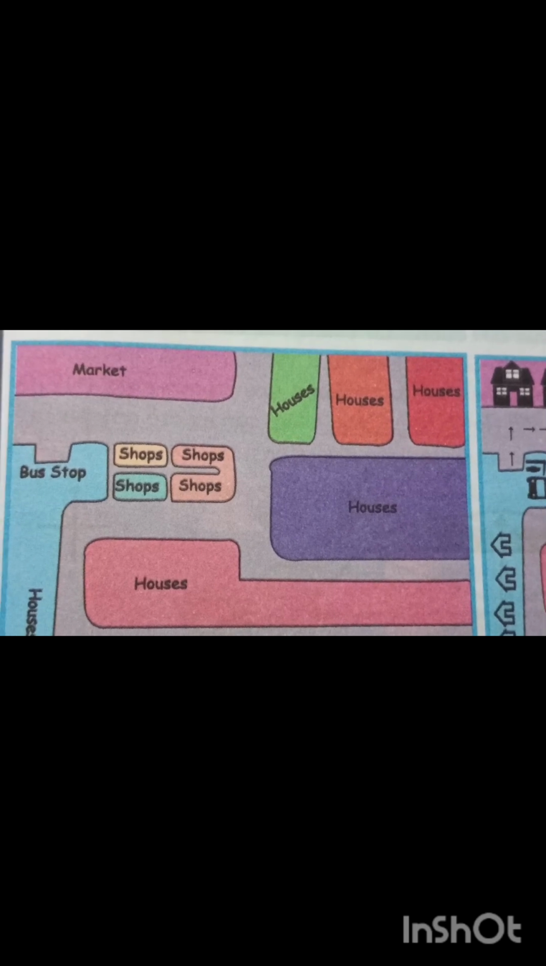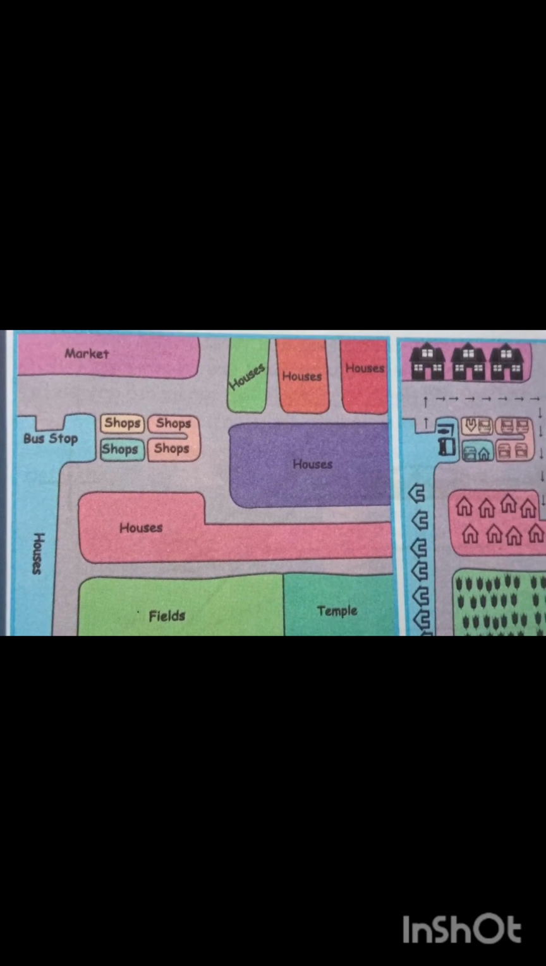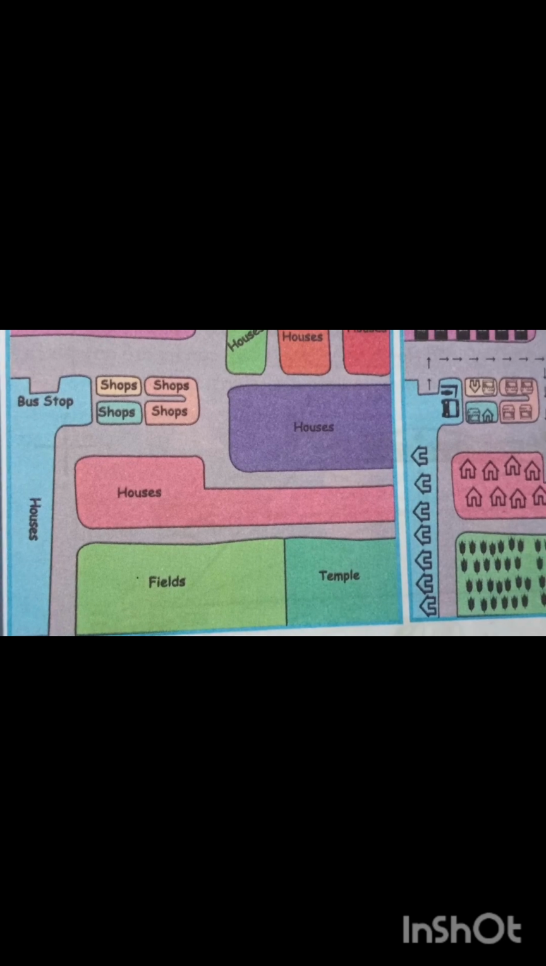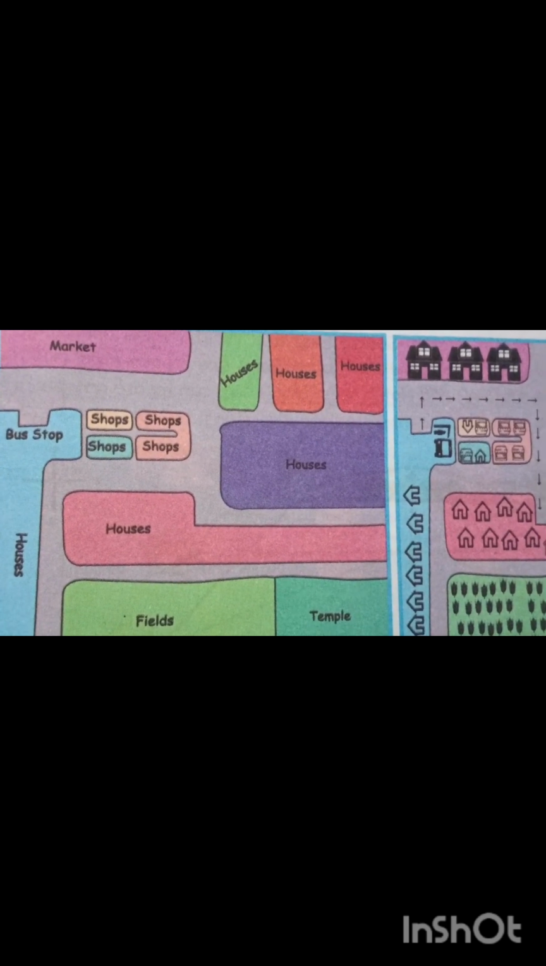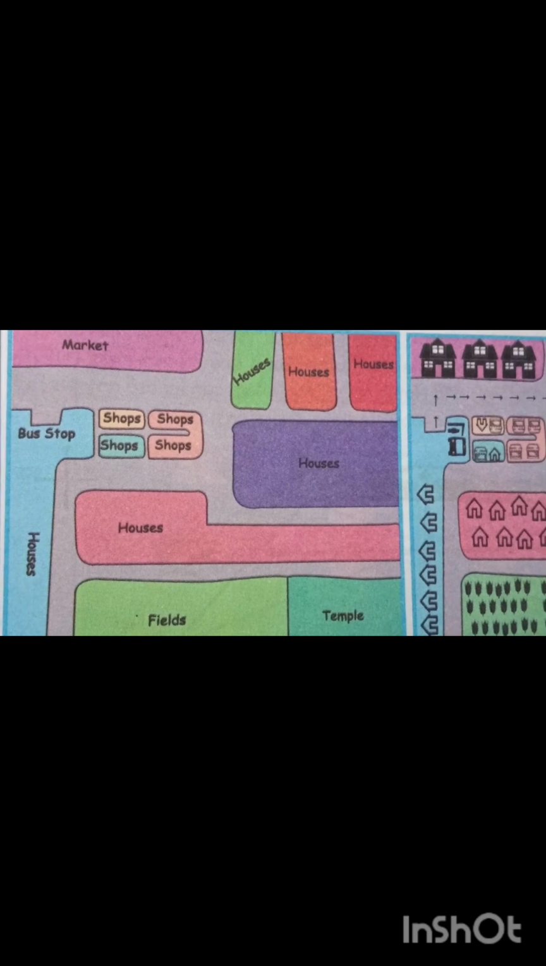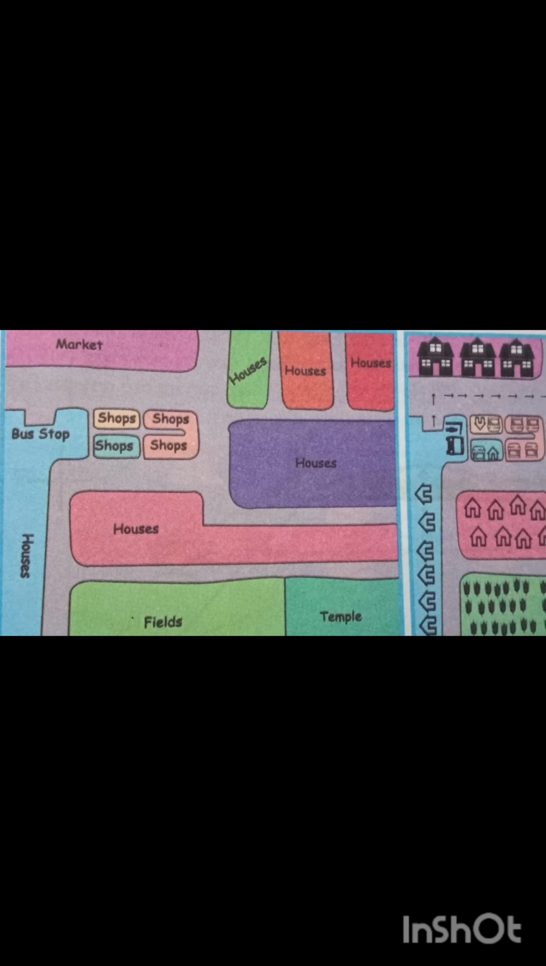Here, what we are seeing is a drawing. Here one observes houses, market, shops, bus stop, houses, fields, and temple. In this, we cannot see any particular components. So, this we call a sketch.